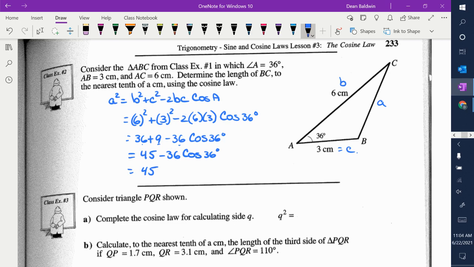29.12. Is that what people got? So then you get a squared is equal to 15.88. And the other thing people forget to do is, what is your very last step? Square root it.